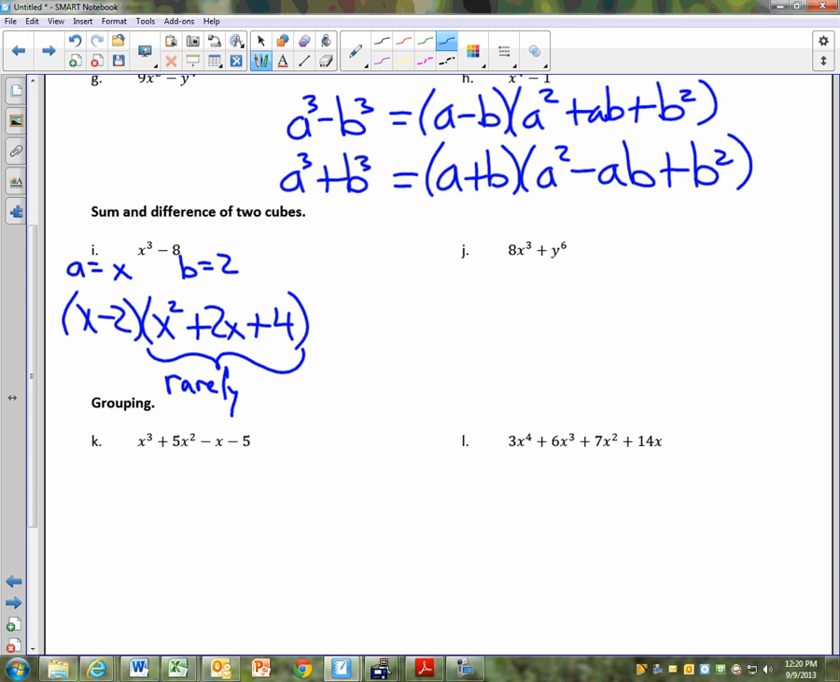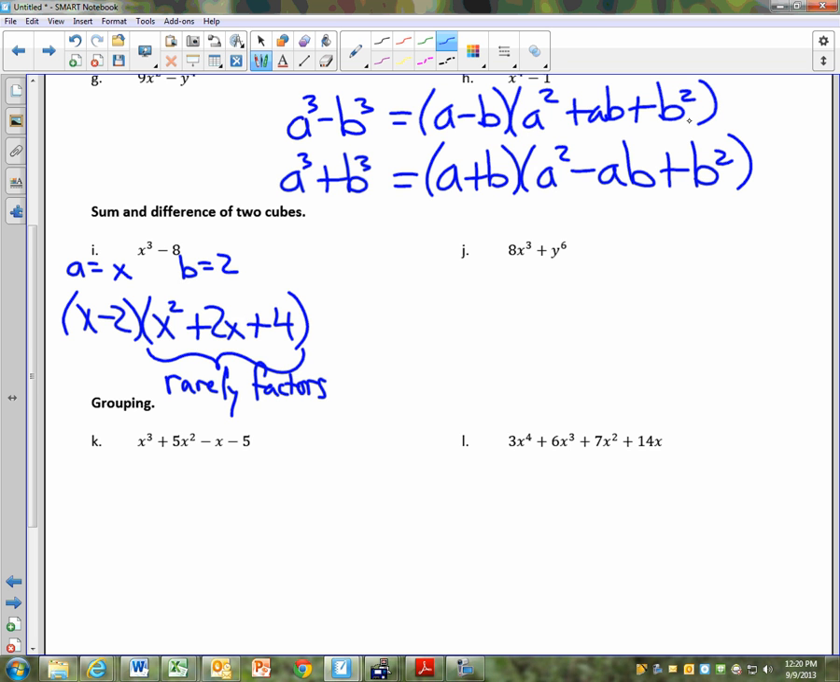The resulting trinomial rarely factors. It will never factor if it's squared. If you get like a fourth power here, it might factor. If you get like a sixth power here, it might factor. But if you end up with squared, it won't factor. Okay.